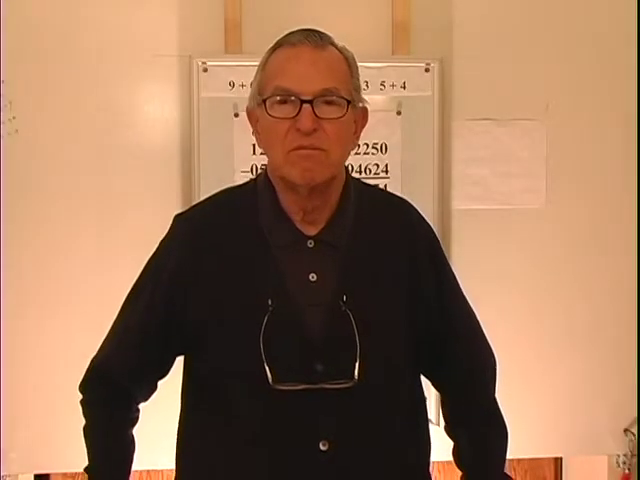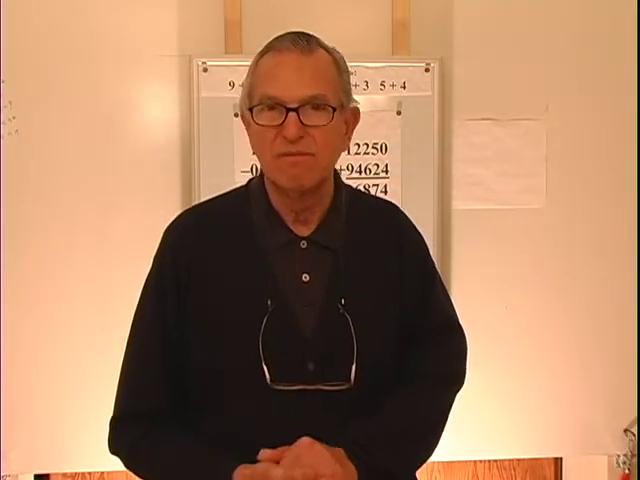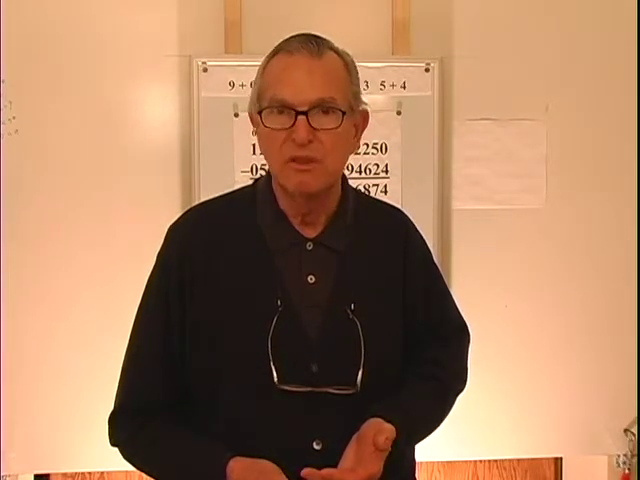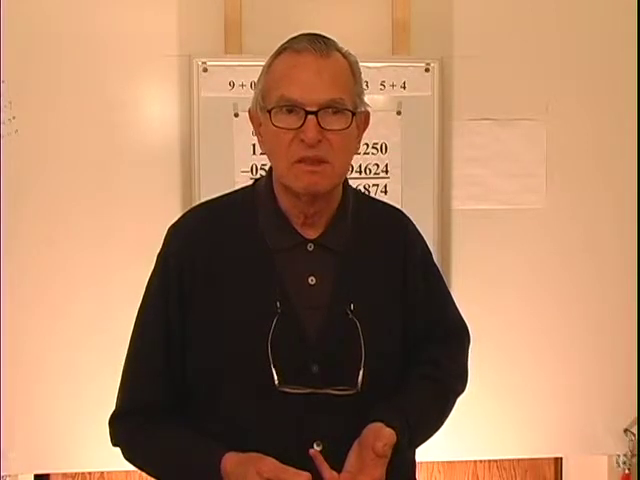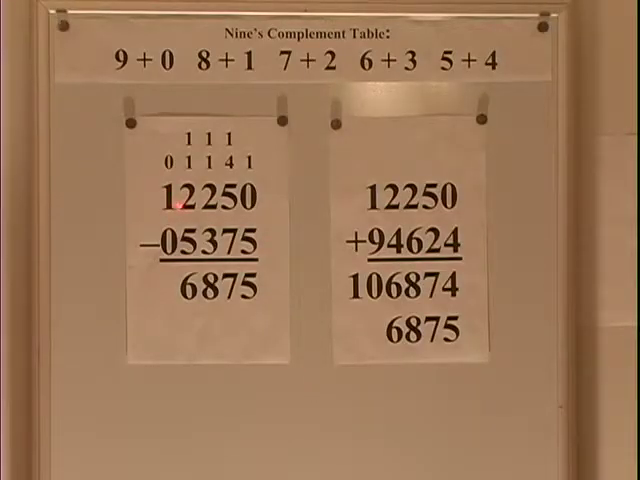We'll try our algorithm on several other problems to check its accuracy and to see if we can do integer numbers, decimal fractions, and mixed numbers. From 12,250, I'm going to subtract 5,375. I'm going to use the textbook algorithm first, and then we're going to use 9's complement procedure, and then we can compare the two procedures.